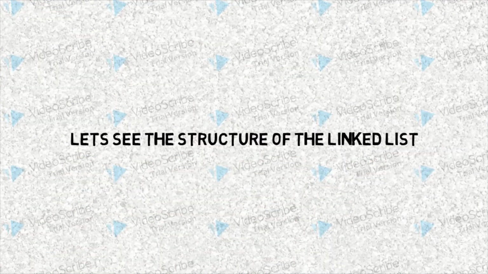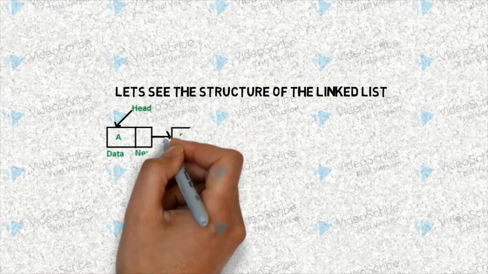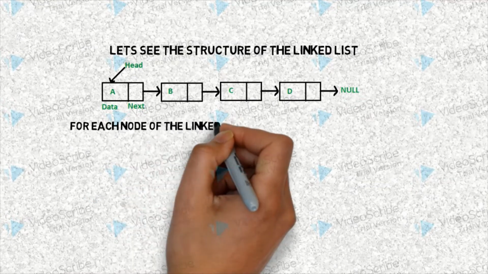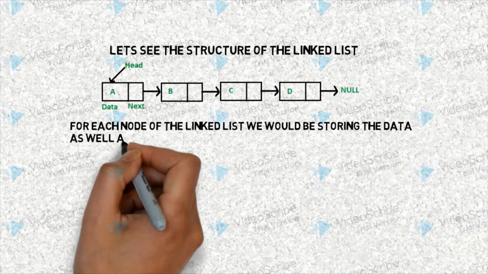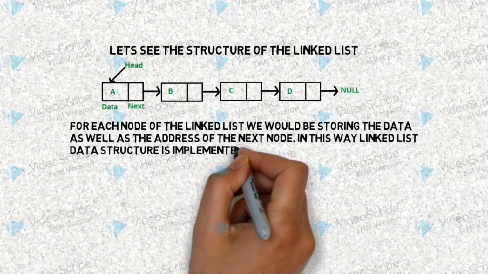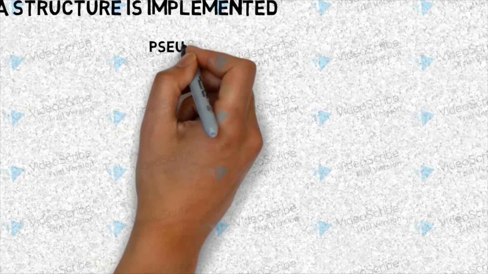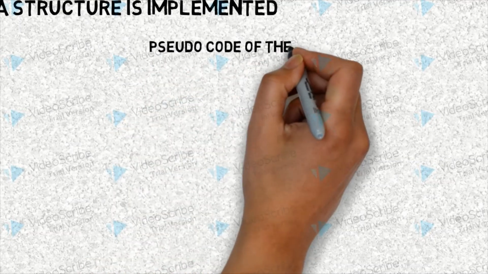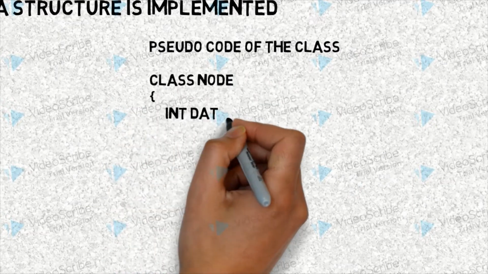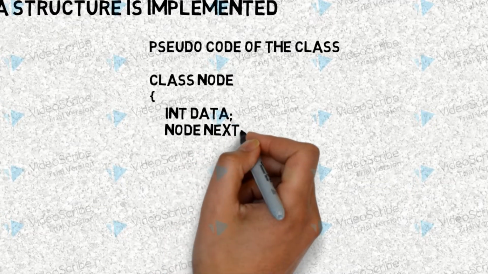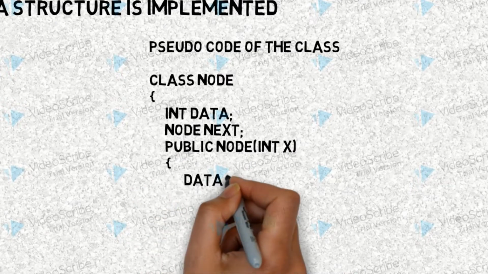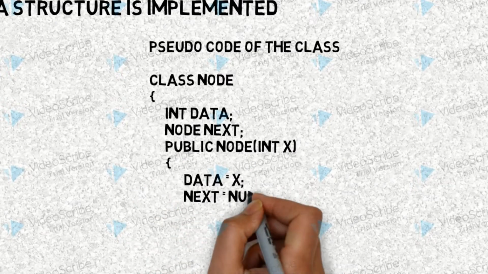Let's see the structure of a linked list. Well, this is a typical structure of a linked list. For each node of the linked list, we would be storing the data as well as the address of the next node. In this way, the linked list data structure is implemented. Let's understand it with the help of pseudocode of the class. We are using Java here. Well, the first attribute is data, for storing the value of that element. The next attribute is next, of node type, which would store the address of the next element of the linked list.